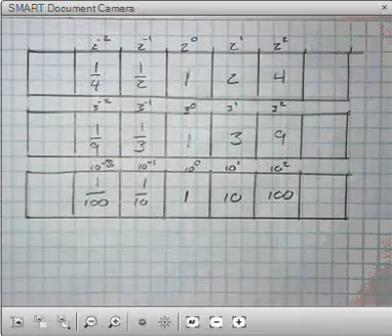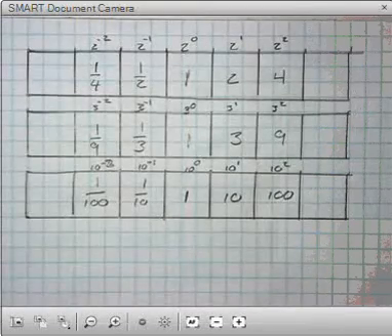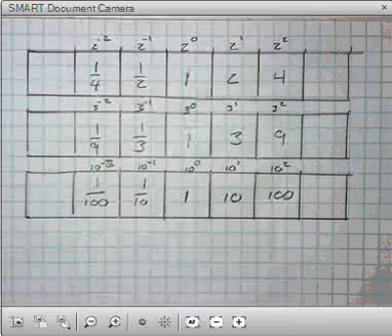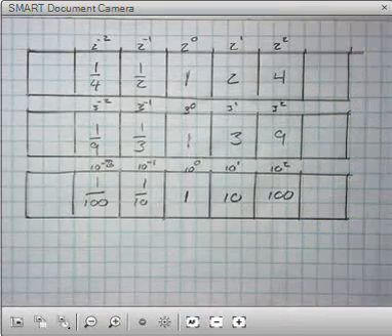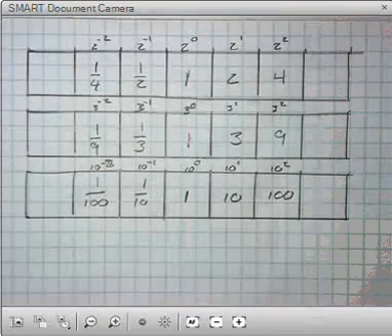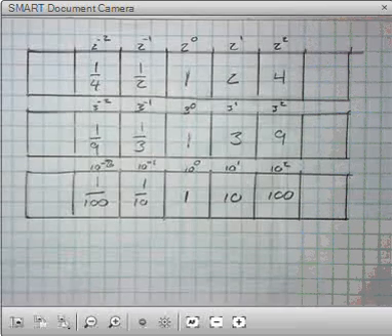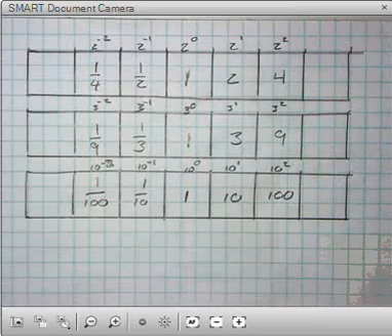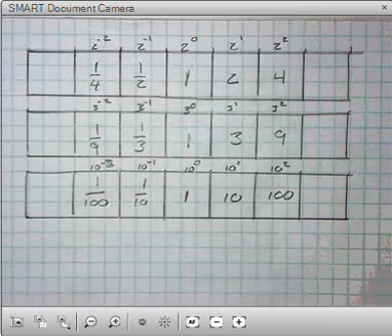So I told you when you started to look for patterns. What do you notice? Because our focus today is negative exponents. What are you noticing about these, Lena?